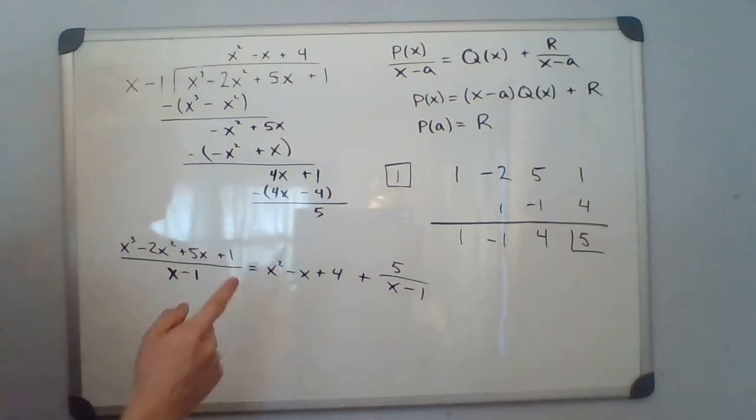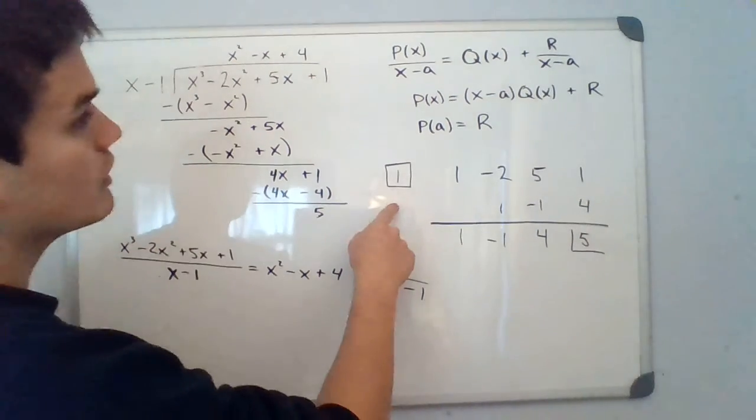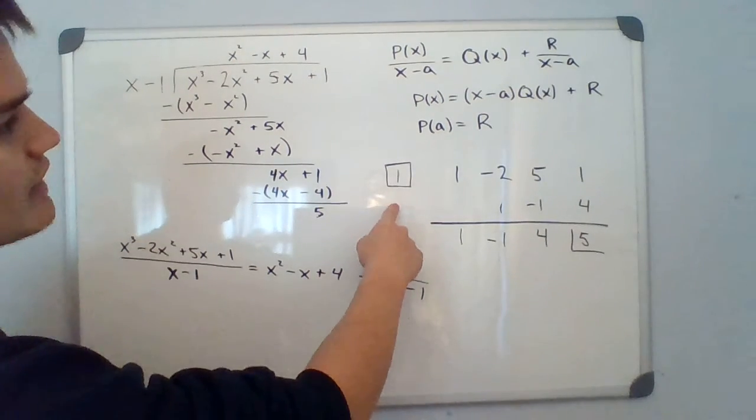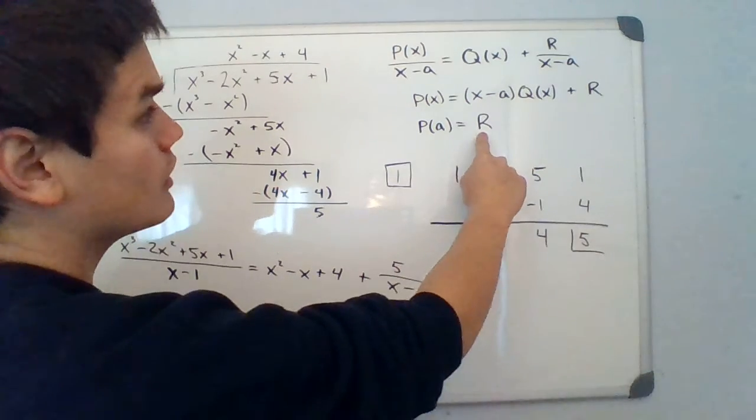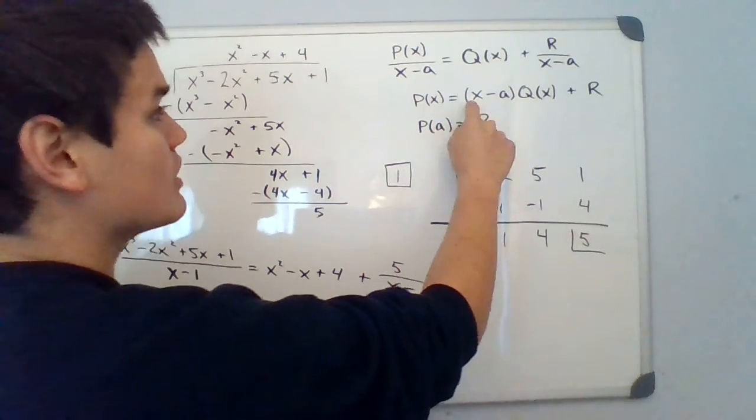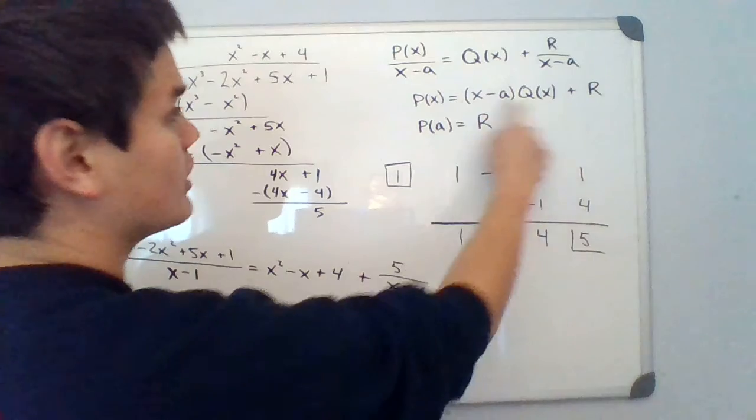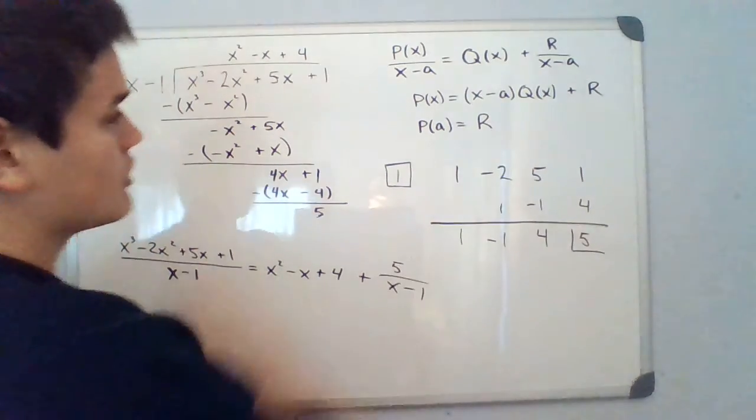Oh, one more thing, the factor theorem. So the factor theorem states that if the remainder is 0, then we know p of x can be written as x minus a times q of x. In other words, x minus a is a factor of p of x.